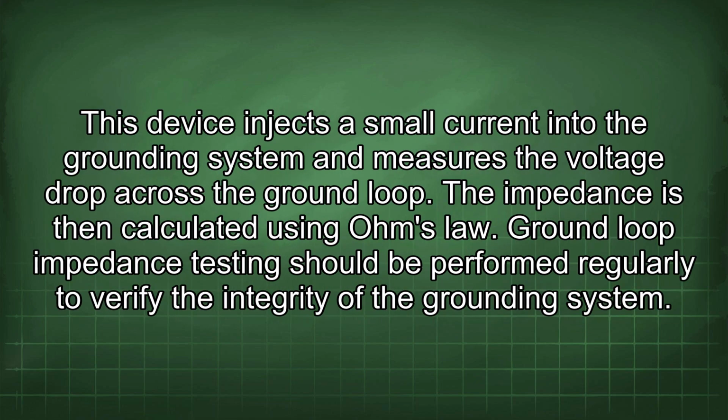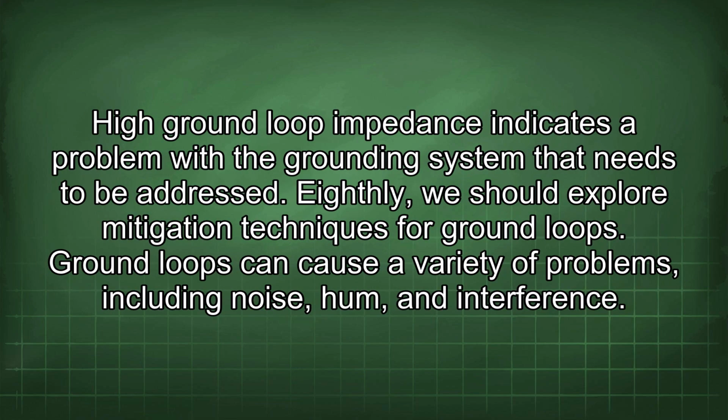This device injects a small current into the grounding system and measures the voltage drop across the ground loop. The impedance is then calculated using Ohm's law. Ground loop impedance testing should be performed regularly to verify the integrity of the grounding system. High ground loop impedance indicates a problem with the grounding system that needs to be addressed.